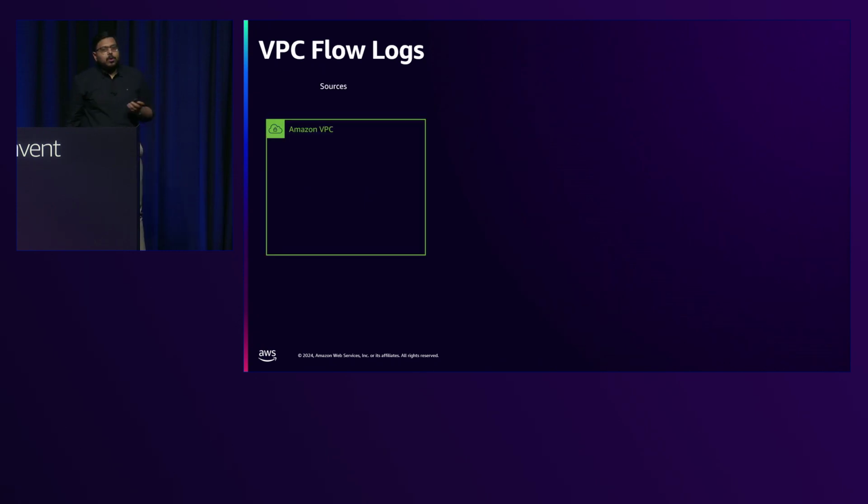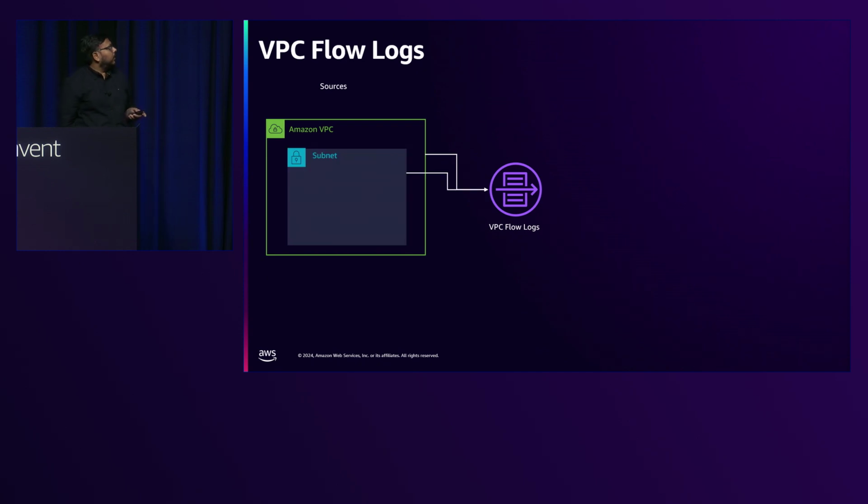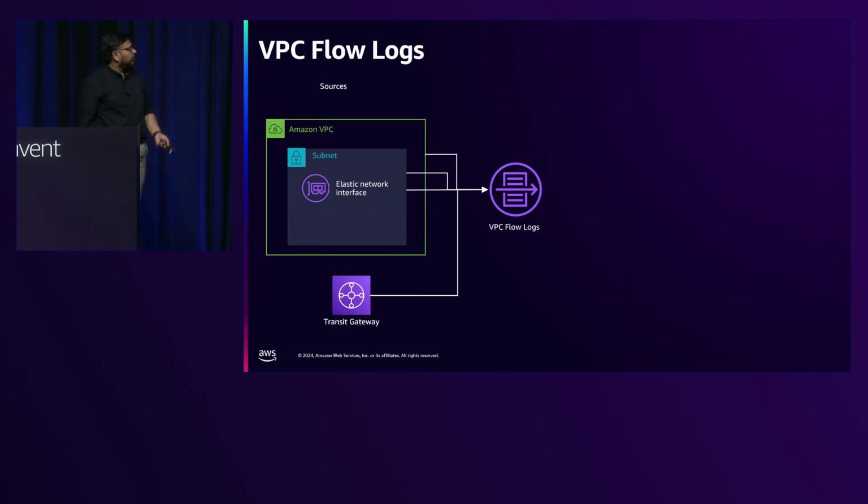So let's now talk about where you can enable flow logs. As I already pointed out, you can enable flow logs at the VPC level itself. Then you also have the flexibility to enable flow logs on a resource basis. You could enable it at a subnet level, or you could also enable it at an ENI level. And if you are only concerned about traffic that is traversing through your transit gateway, you can enable transit gateway flow logs.